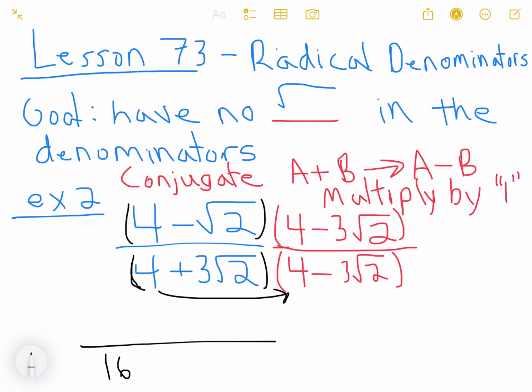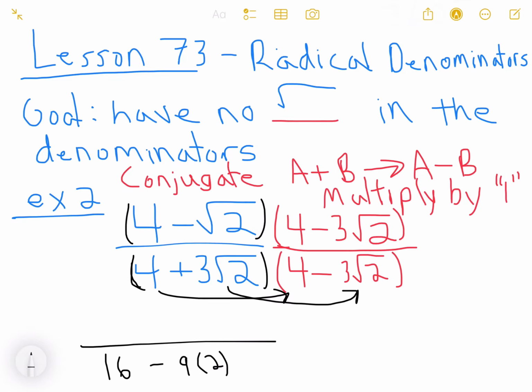And then my last two terms, I have 3 root 2 times minus 3 root 2, which gives me 3 times minus 3, which gives me minus 9. So I have minus 9 times 2, okay? And that'll give me something in a second. I'll figure that out later.